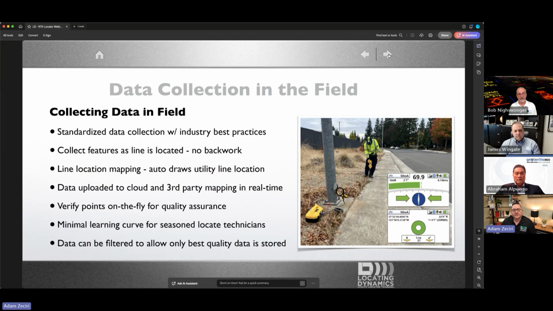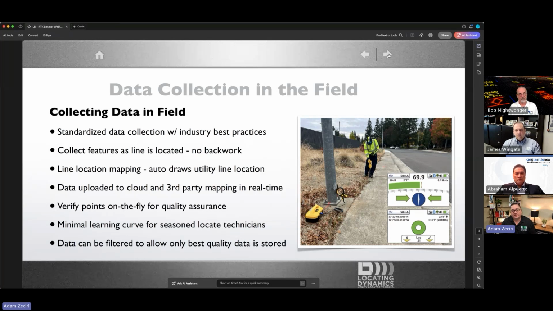I mentioned there is a minimal learning curve for seasoned locate technicians. Currently, I'm recommending 1 year in the field personally, but if you know how to use a locator well without really having to think much about it, you can pick up an RTK locator and start collecting data in pretty much a day of training.